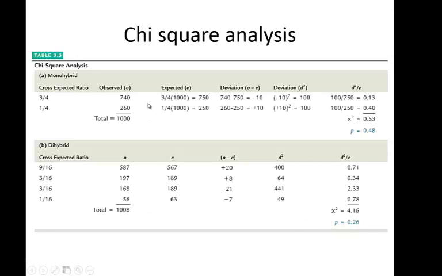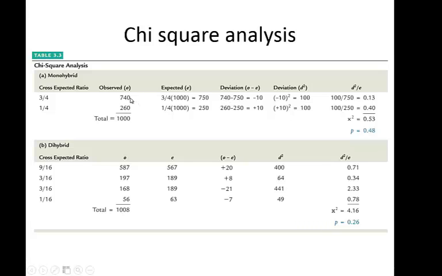This is from the book. Let's say you have a cross. You would expect a 3-to-1 ratio. And so let's say you had 1,000, whatever that you're looking at, okay, pea plants or something. Let's say 740 of them had the dominant and 260 of them had the recessive. Okay, what you would expect is a 750 to 250 ratio. So you need to calculate the deviation from that expected.